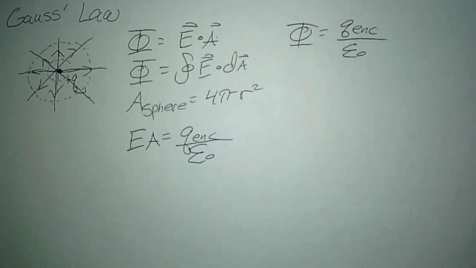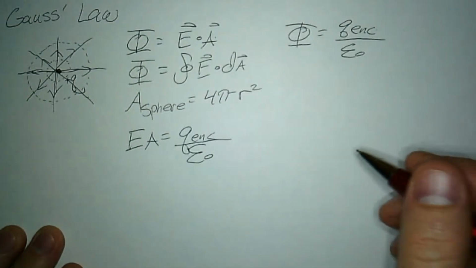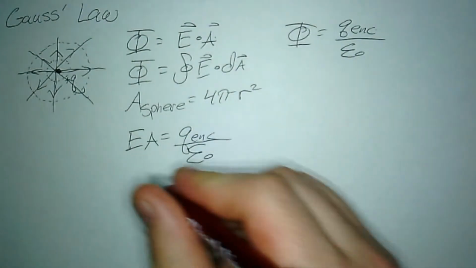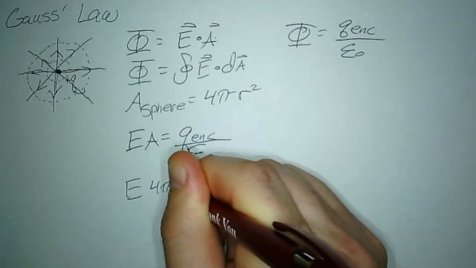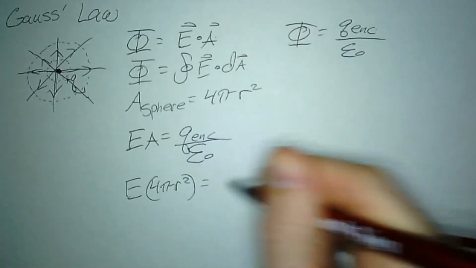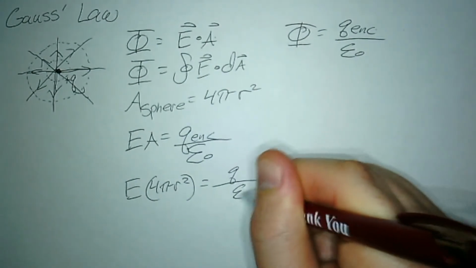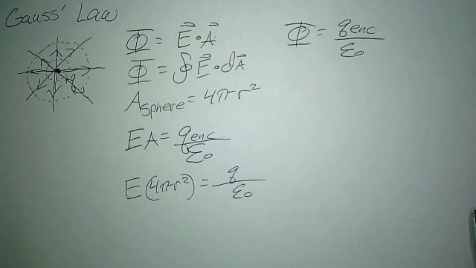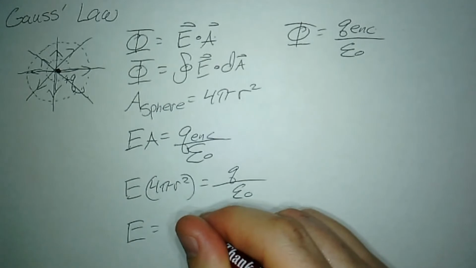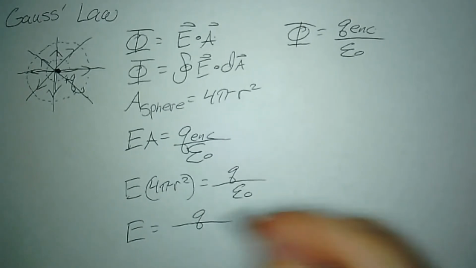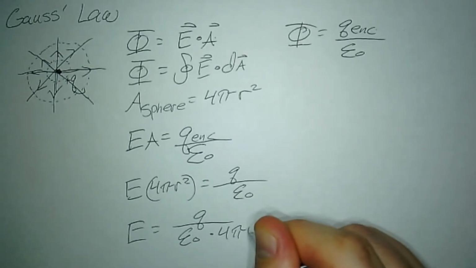So let's go ahead and plug things in. If we're looking at a sphere of radius r, I don't care what you call it, it's going to be basically the same. So it's going to be electric field times 4 pi r squared, I'll put that in parentheses just so you can see I substituted in, equals the charge enclosed, which is plus q, over epsilon naught. So now all I'm doing is solving for the electric field, right? So E then is equal to Q over epsilon naught times 4 pi r squared.